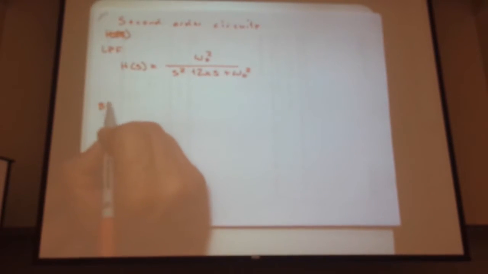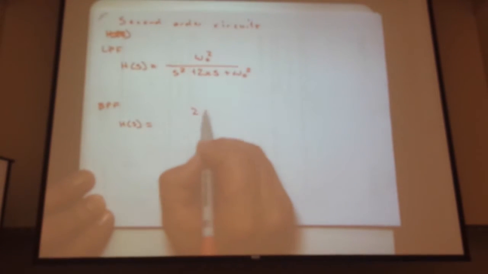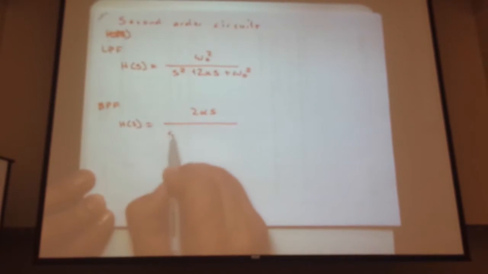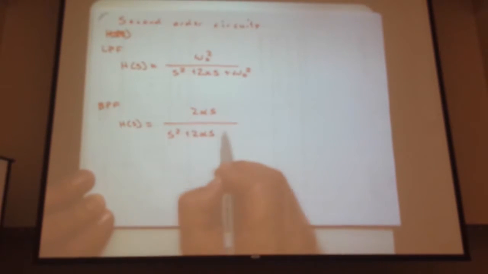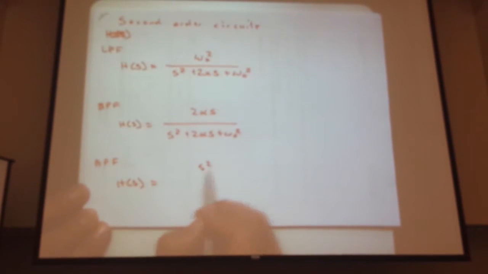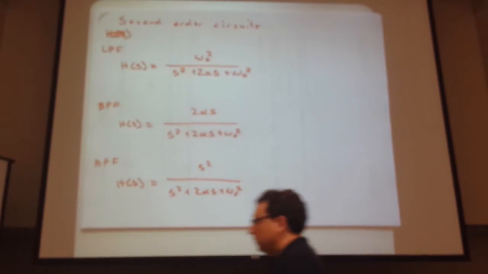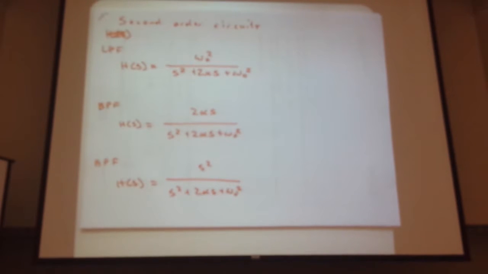A band pass filter, H of S, equals 2 alpha S over S squared plus 2 alpha S plus omega naught squared. High pass filter, H of S, equals S squared over S squared plus 2 alpha S plus omega naught squared. These are things that you probably want on your crib sheet. So these are the transfer function forms.